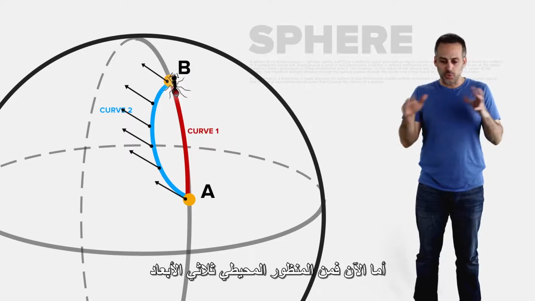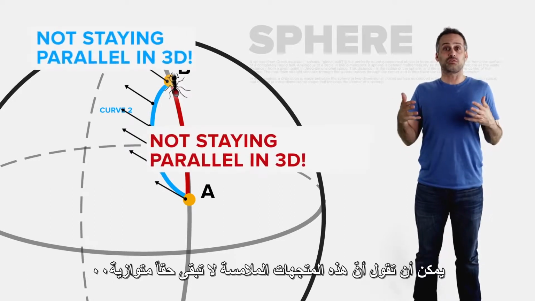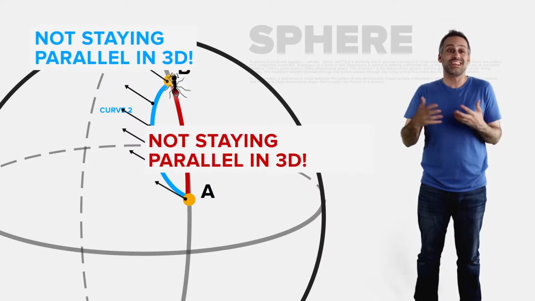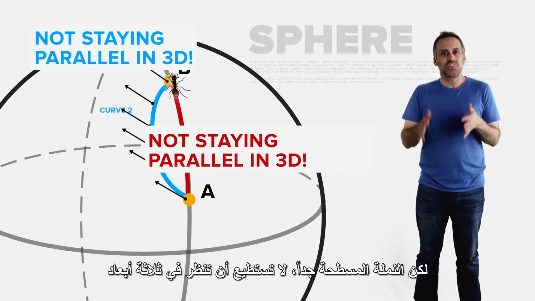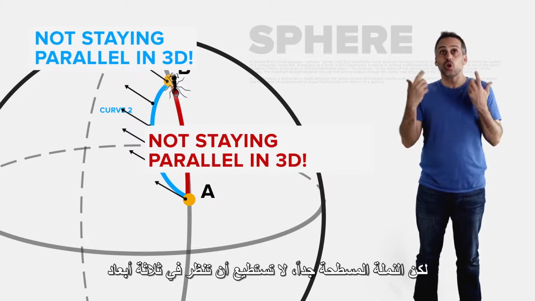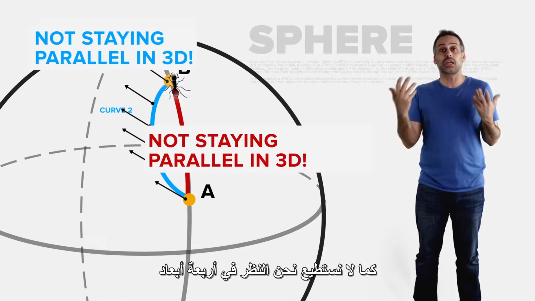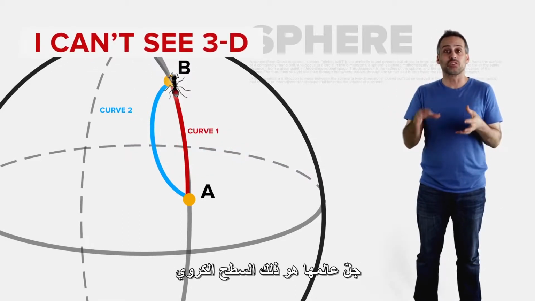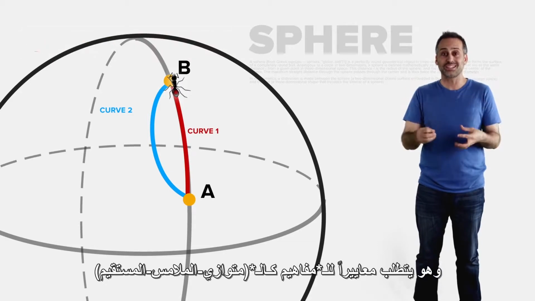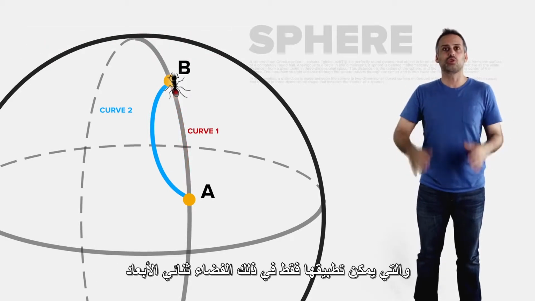Now, from the ambient three-dimensional perspective, you could say that those tangent vectors aren't really staying parallel and that neither of our curves is really straight. But the ant, who's very flat, can't look in 3 dimensions any more than we can look in 4 dimensions. Its entire universe is that spherical surface, and it requires criteria for parallel, tangent, and straight that it can apply solely within that 2-dimensional space.